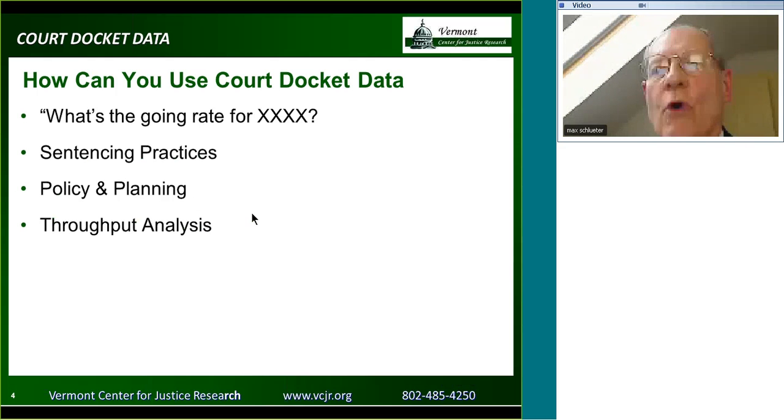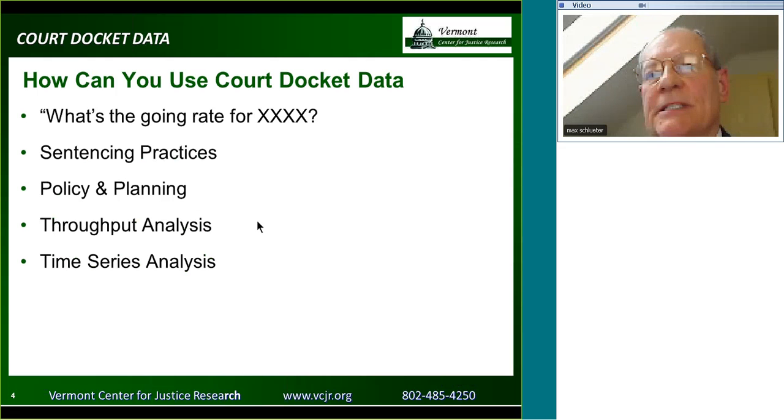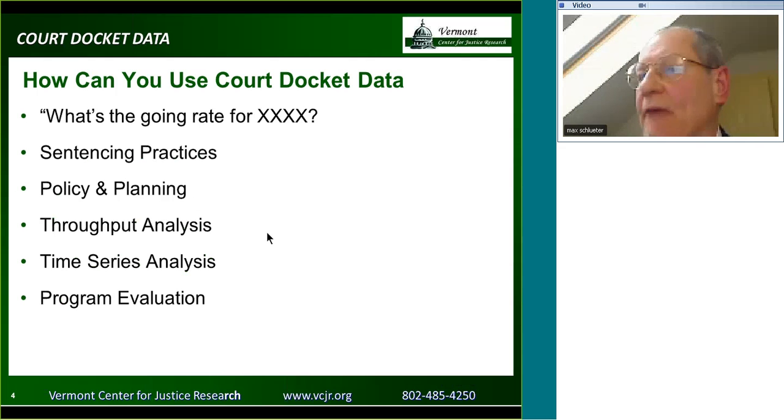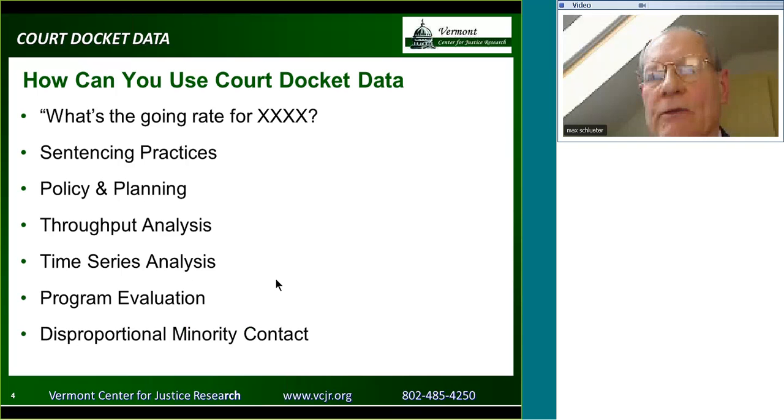We use it for throughput analysis, and I'll give you a screenshot of that in a moment. Time series analysis, program evaluations. This has been very helpful for looking at whether or not programs have made changes or differences in the way the criminal justice system is running. And we use it for disproportional minority contact, which is a major contract that we have on a yearly basis with our Department of Children and Family Services that's required of anybody who receives juvenile justice and delinquency funding.